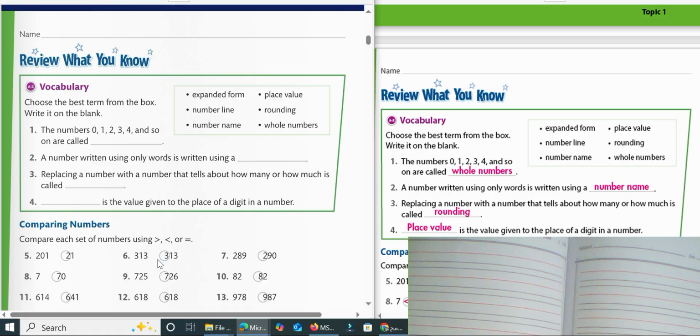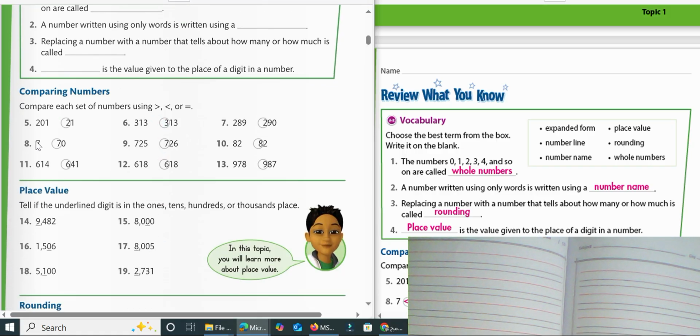We can compare between two numbers here. We have 202 and 21. 202 is greater than 21 because we have here 3 digits. 313 equals 313. 289 and 290. 289 is less than 290.